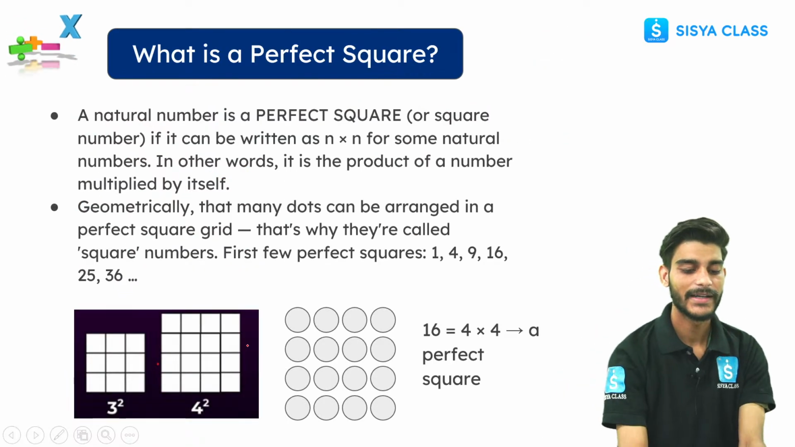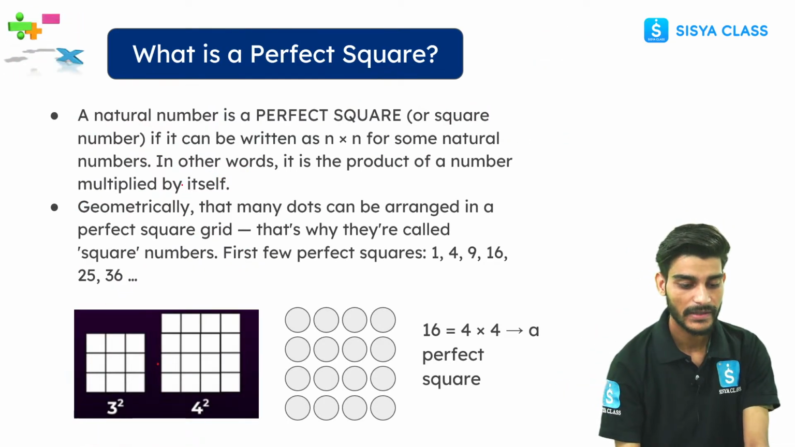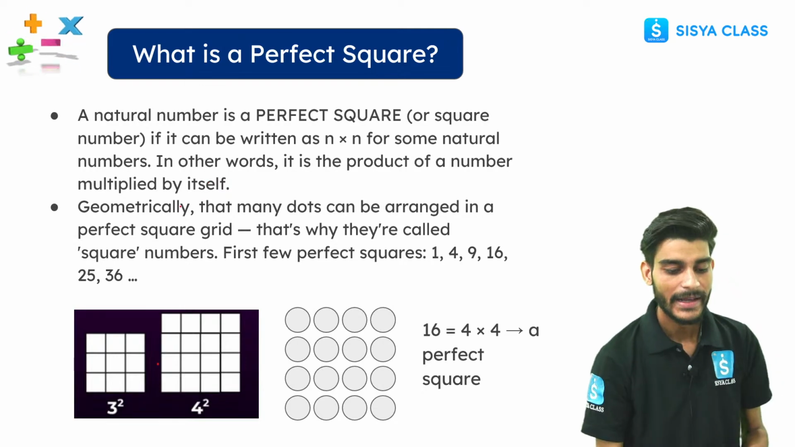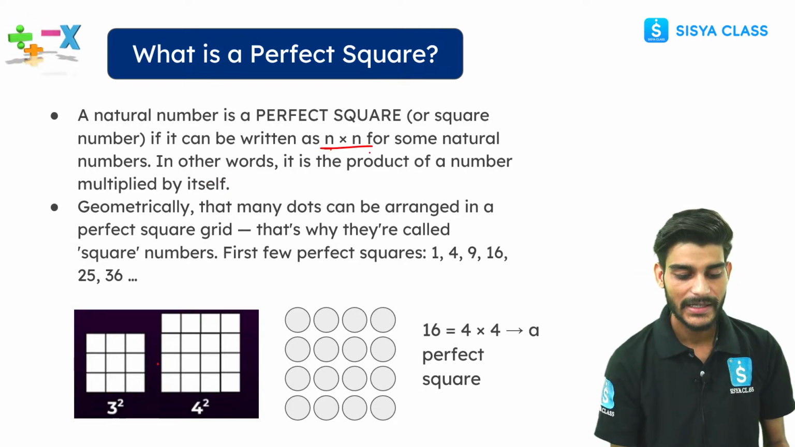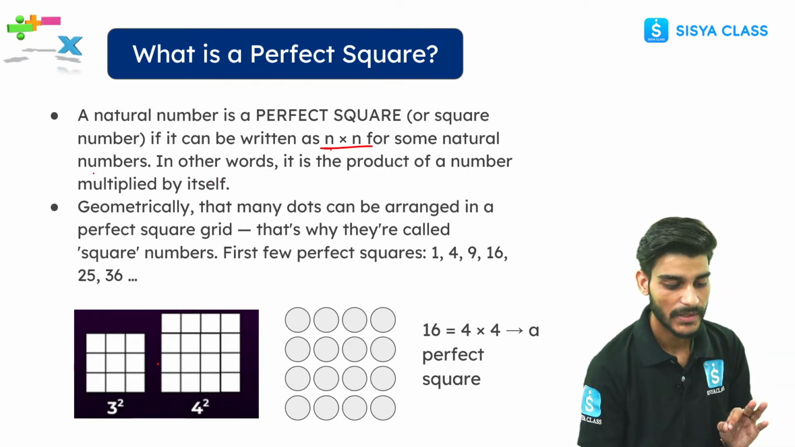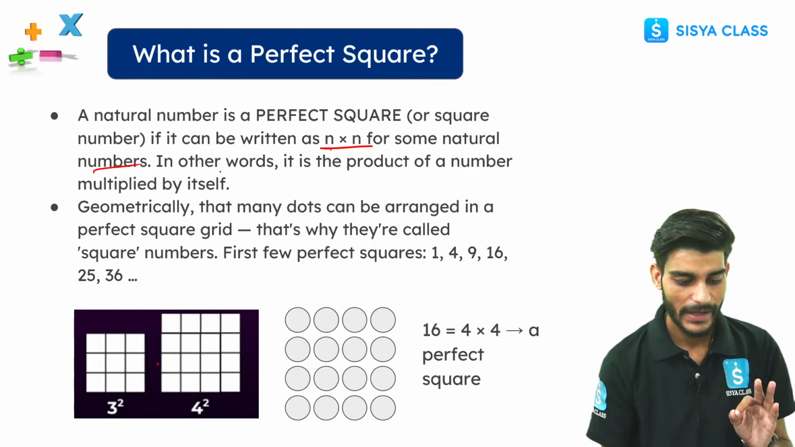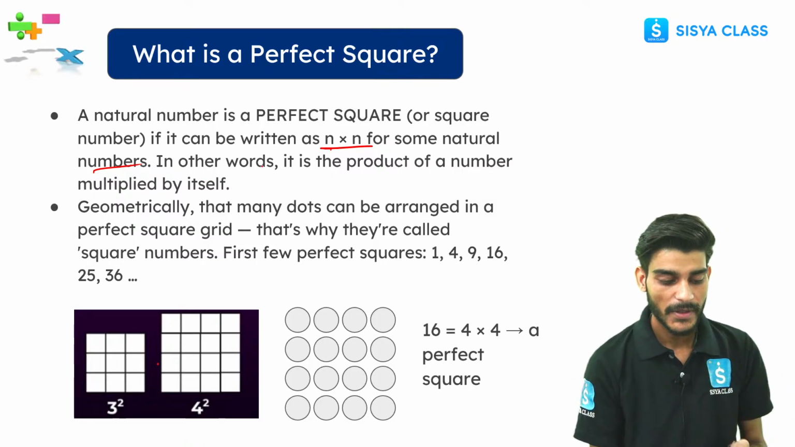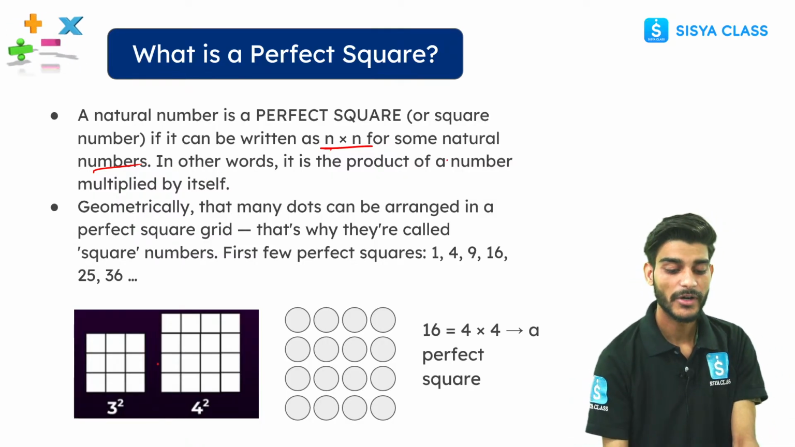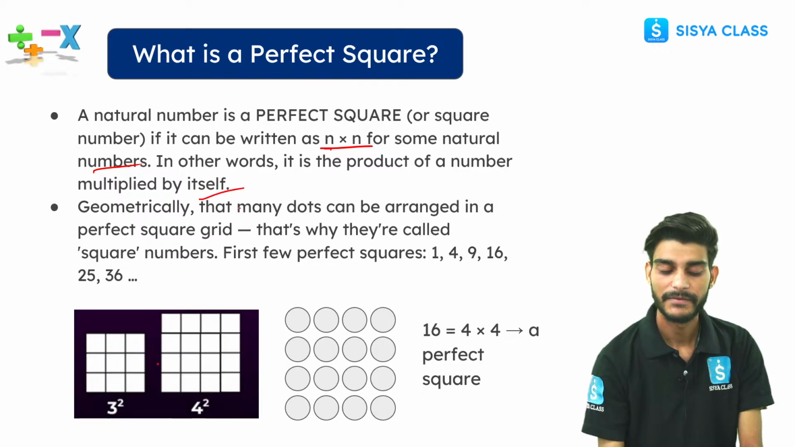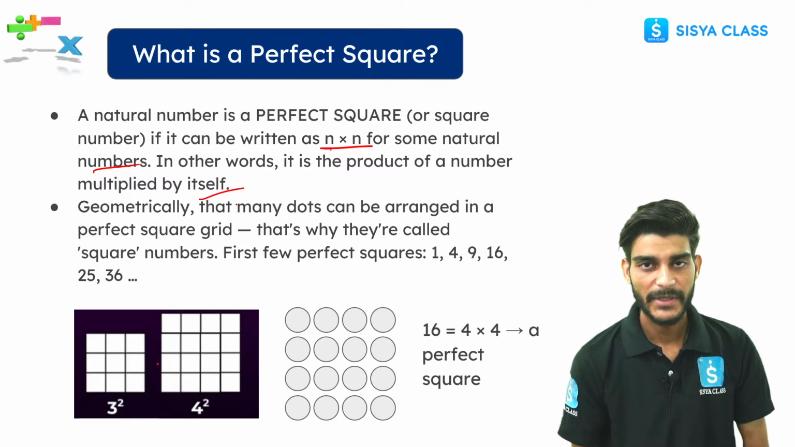So this is what is written here. A natural number is a perfect square if it can be written as n cross n for some natural number n. In other words, it is the product of a number multiplied by itself. Clear? So what is the geometrical meaning of it?